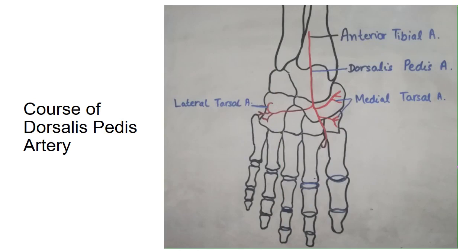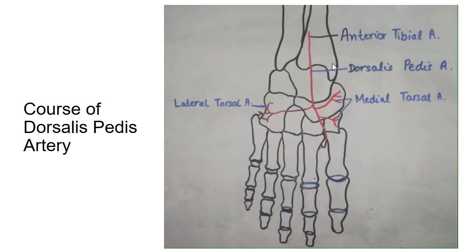So let's begin with the course of the dorsalis pedis artery. This is an image showing the course of the dorsalis pedis artery on the dorsum of foot. Before starting its course, I would like to give you a brief review of the skeleton of the foot. I know you already know the bony skeleton of the foot, but I would like to give you a brief review so that you can easily understand the branches and relations of this artery on the dorsum of foot.